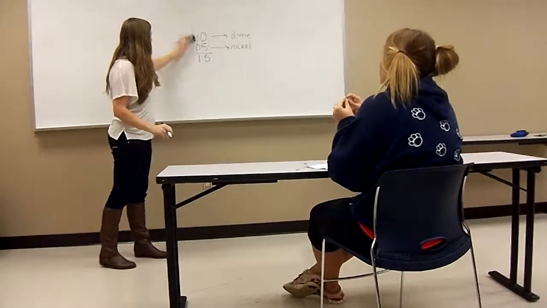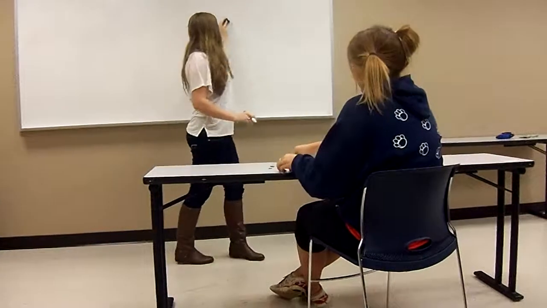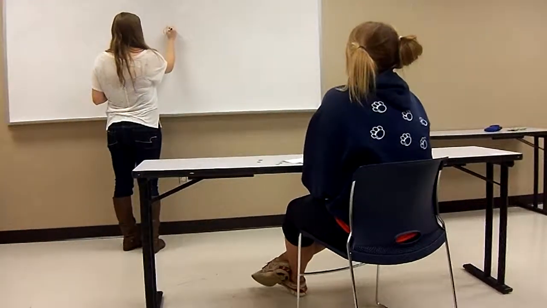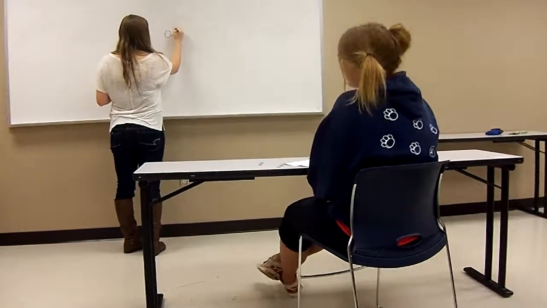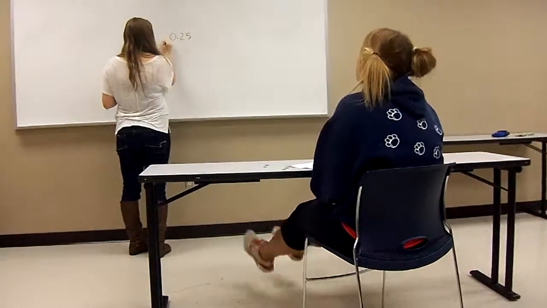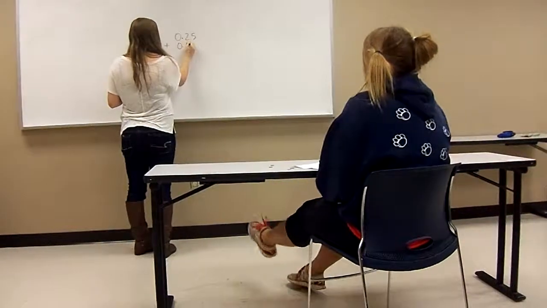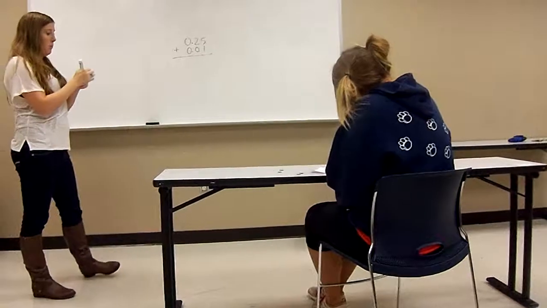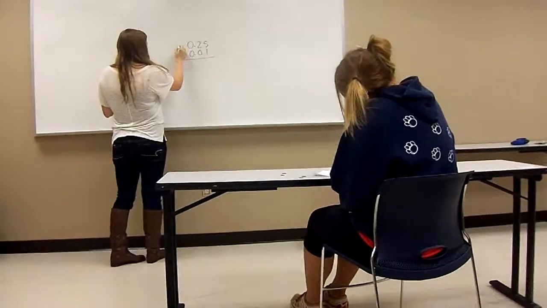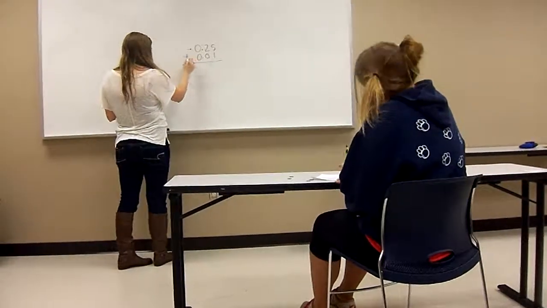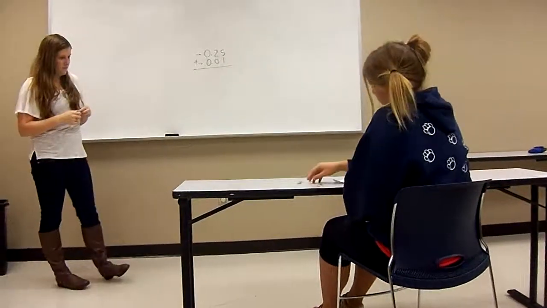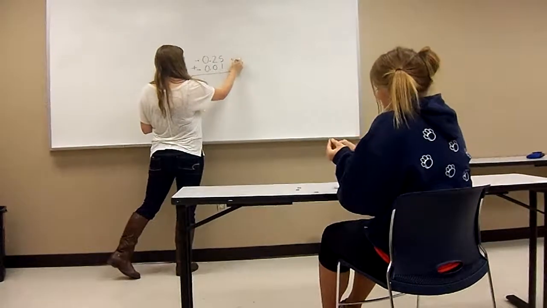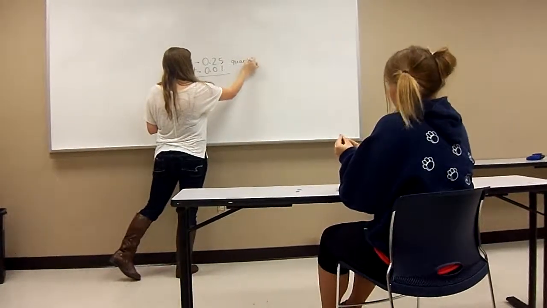I'm going to give you one to do all by yourself, and then we're going to talk about it and see if you did it right, all right? Okay. So we're going to do 0.25 plus 0.01. Okay. And I want you to write beside it what coin that you would use to associate these two with. Well, 0.25 is a quarter, right, and 0.01 is a penny.